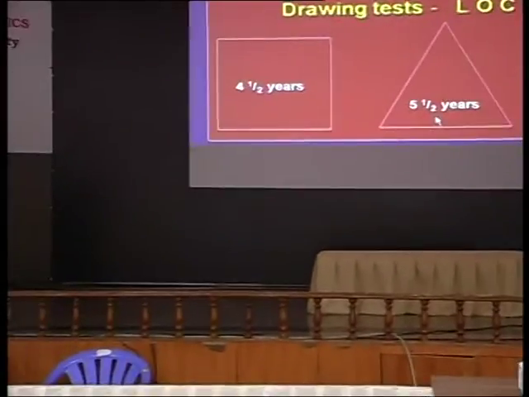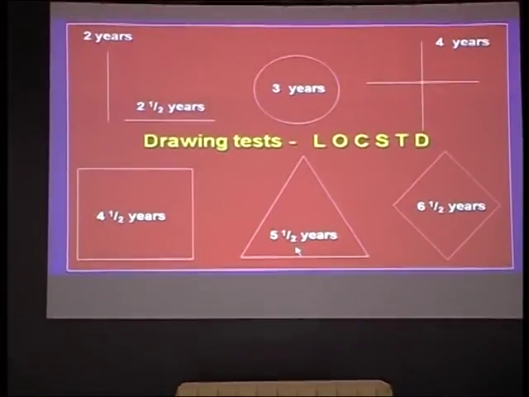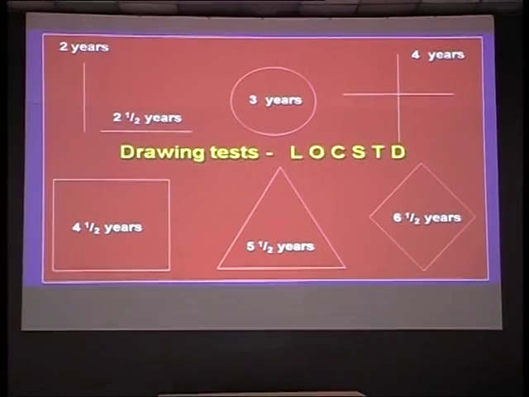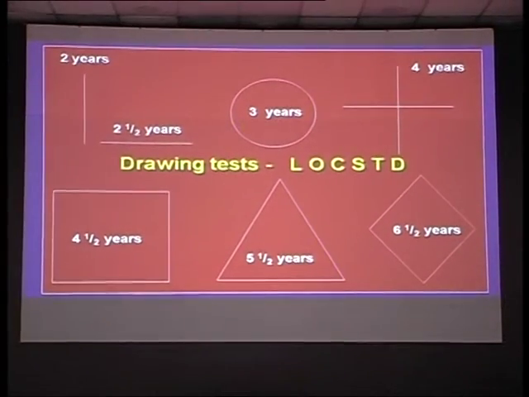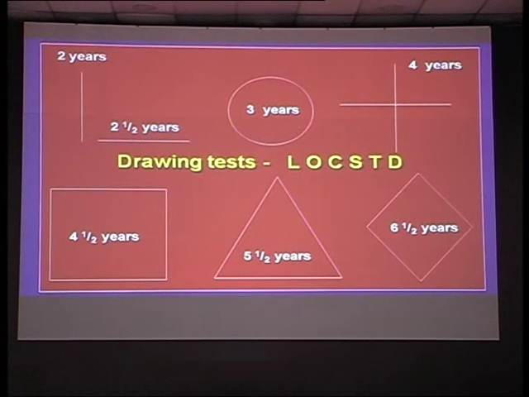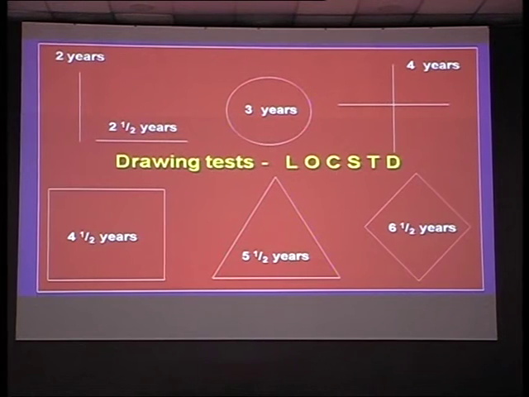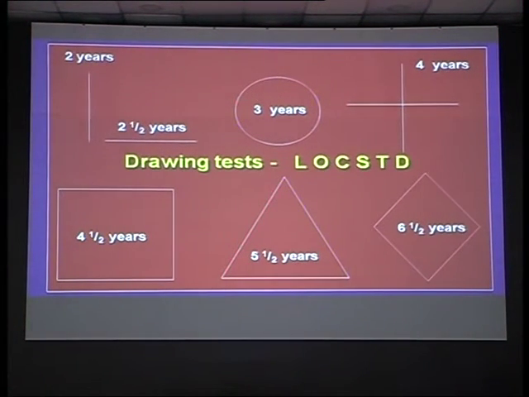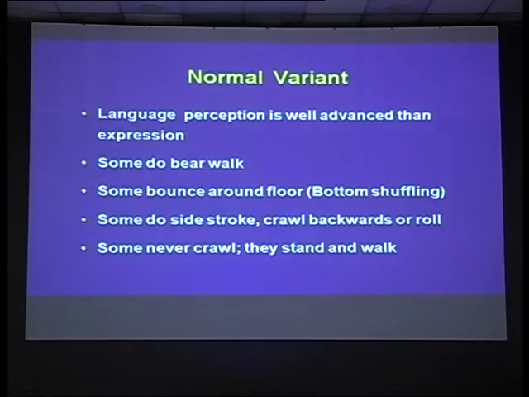Next slide. Now this is another one, you can just use it mainly for adaptive milestones. It's called LOCK STD, a mnemonic. Vertical line at 2 years, horizontal line at 2.5 years, that forms an L. O at 3 years. Lock. C for cross at 4 years. Square, S at 4.5 years. Square, triangle at 5.5 years, 6.5 years, diamond. LOCK STD is a mnemonic. I'll just rush through that.